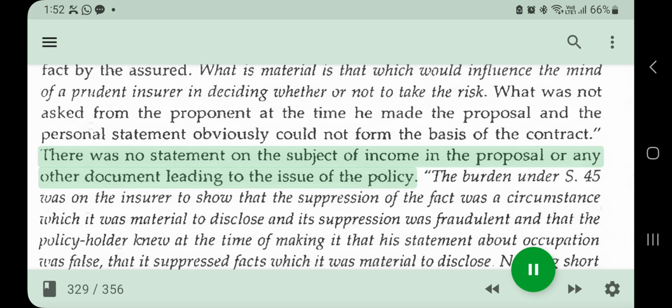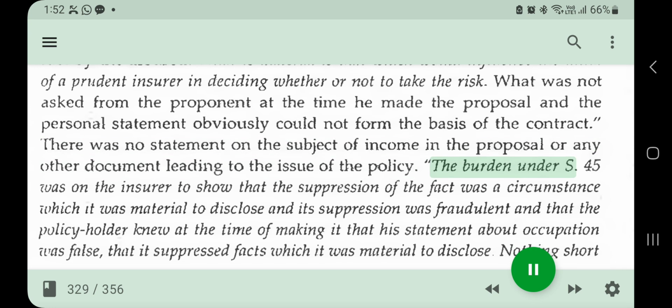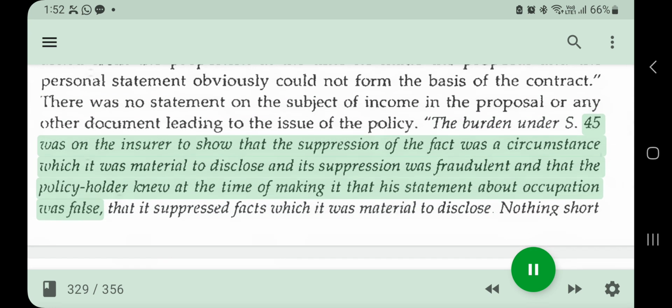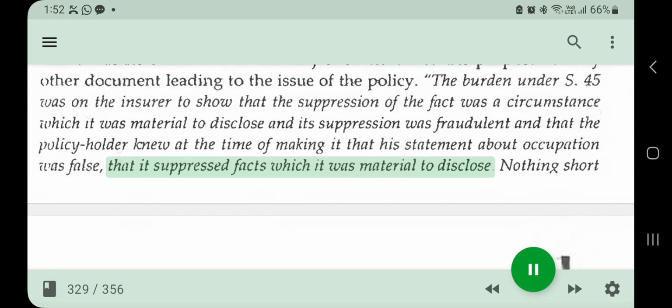There was no statement on the subject of income in the proposal or any other document leading to the issue of the policy. The burden under S. 45 was on the insurer to show that the suppression of the fact was a circumstance which it was material to disclose and its suppression was fraudulent, and that the policyholder knew at the time of making it that his statement about occupation was false, that it suppressed facts which it was material to disclose.